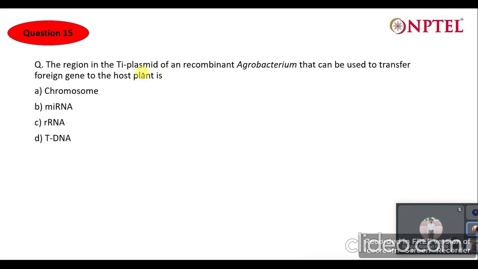Yes, sir. So the question says the region in the TI plasmid of a recombinant Agrobacterium that can be used to transfer foreign gene to the host plant is... So it is not the chromosome. Chromosome is present in every bacterium, but it is not transferred to the host plant. And miRNA generally is not transferred during infection of the plant by a bacterium. Similar is the case with rRNA, but tDNA is transferred. So the answer is tDNA.